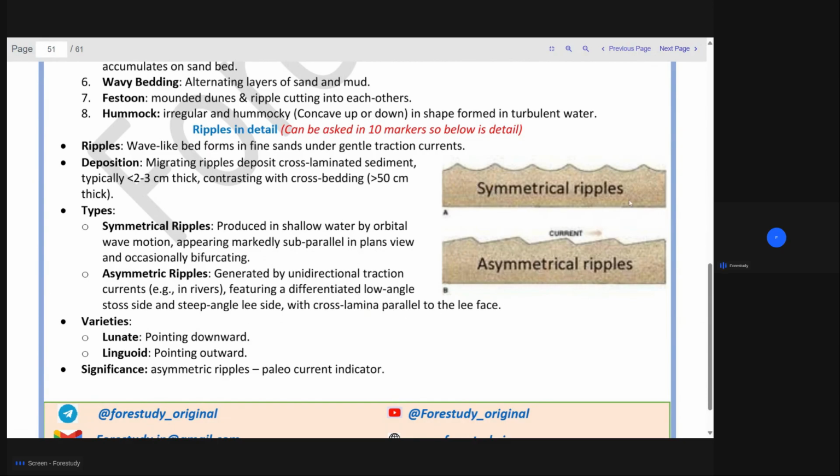Asymmetric ripples feature a low angle stoss side and a steep angle lee side with cross lamina parallel to the lee face. A symmetric ripple is a top of the bed indicator, whereas an asymmetric ripple is not a top of the bed indicator but a directional indicator. Remember, symmetric ripple is a top of the bed indicator and asymmetric ripple is a current direction indicator. The points of symmetric ripples are directed towards the top. That is how we get the top of the bed indicator.